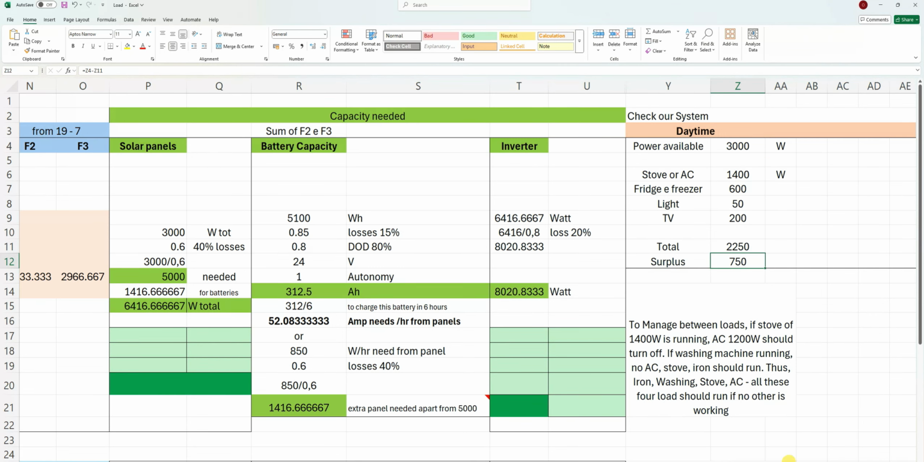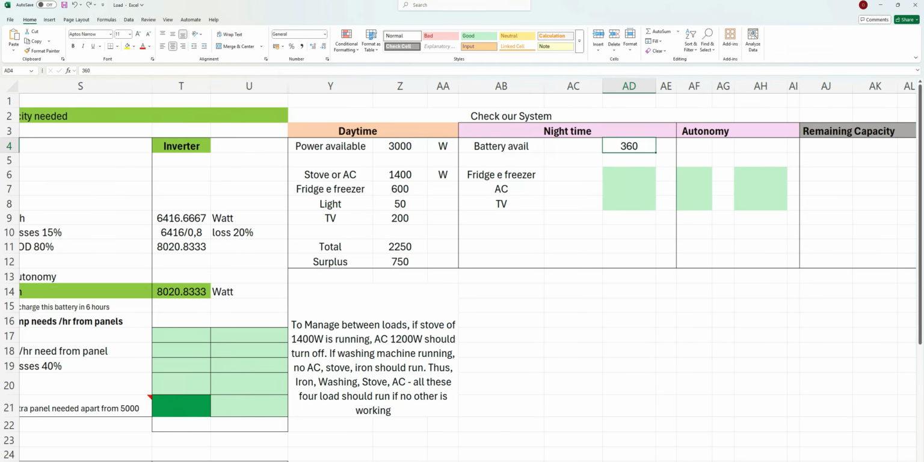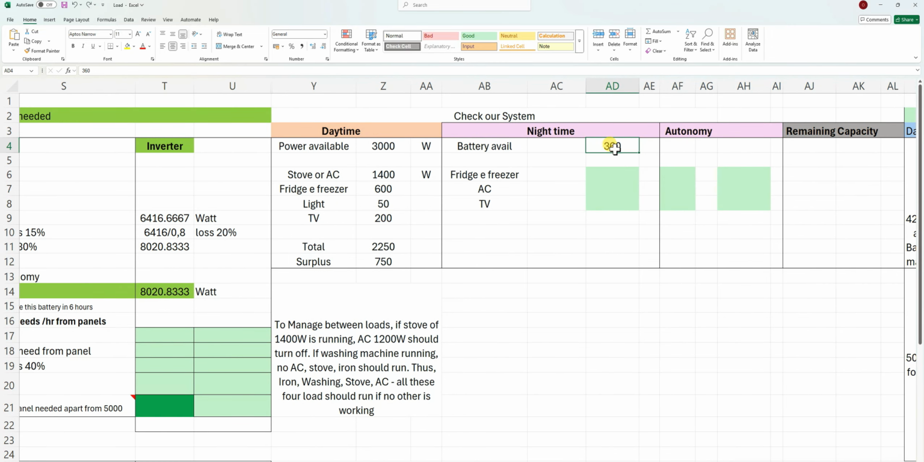So after checking the capacity for daytime, now I will go to the night time, for which I have decided the battery. I have calculated the battery of like 300 something, yeah, 312. But the standard size battery is 360 ampere hour. Then my fridge and freezer, as I told you, will run 24 hours. I have two different ones, by the way. The fridge is different and the freezer is different at my home.